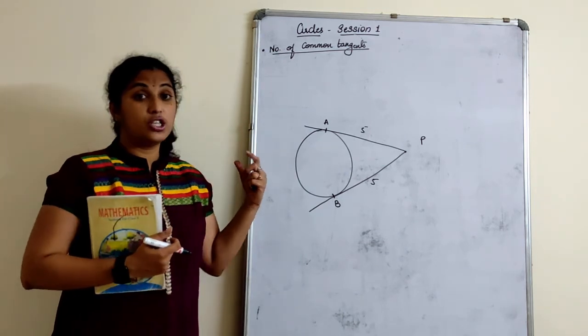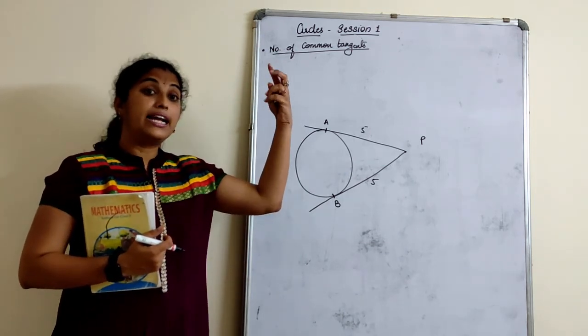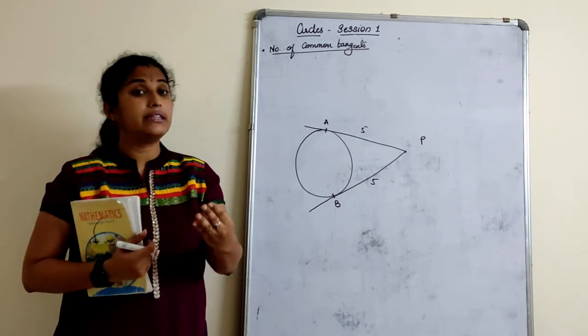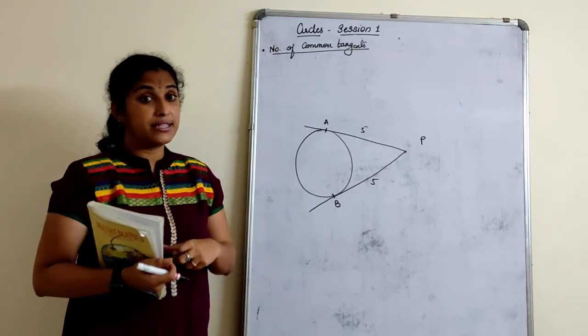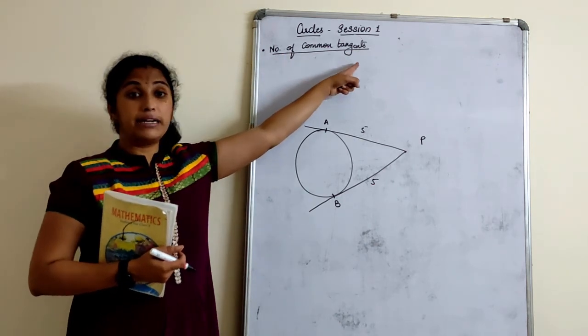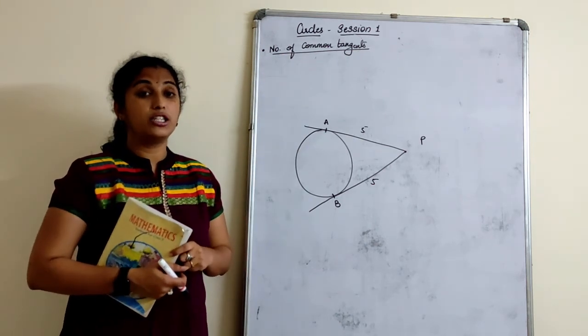So in today's session, you will give the heading as circles and you will write down all the points which I will send you in a PDF. Then you will start with the theorem, a small exercise, then number of common tangents. With that we will end today's session.